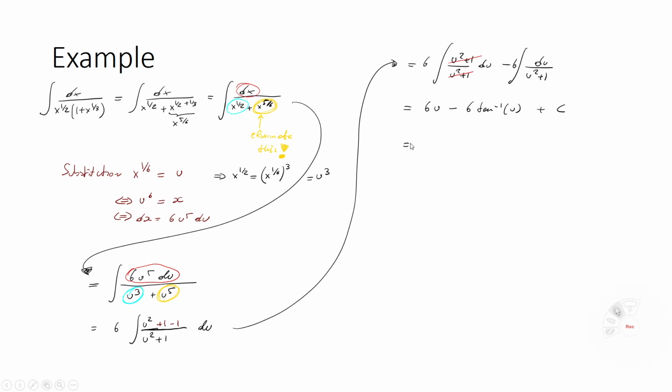And last, back substituting, I get 6 times x to the power 1/6 minus 6 times tan inverse of x to the power 1/6 plus my constant.